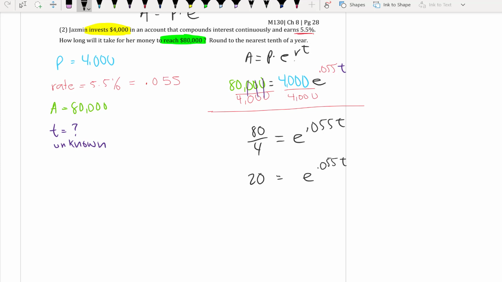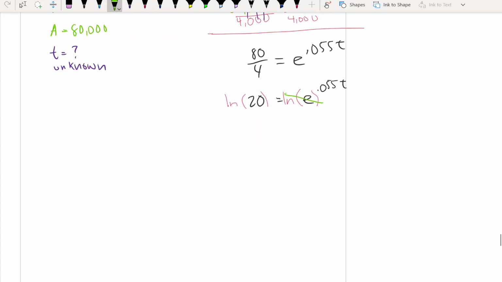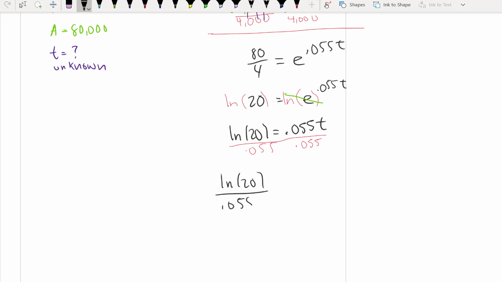Since I have e, to solve for that, I'm going to have to take the ln of both sides. So that the ln and e cancel, and I'm left with the natural log of 20 is equal to 0.055t. So now I'm going to divide by 0.055. So now I have the natural log of 20 divided by 0.055 is equal to my t value. Now I'm going to go ahead and plug that into my calculator.